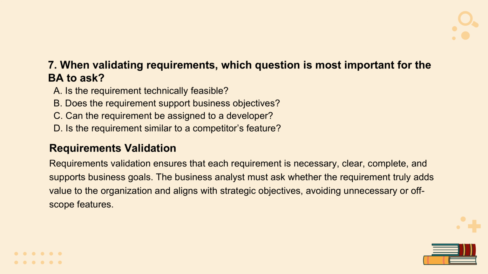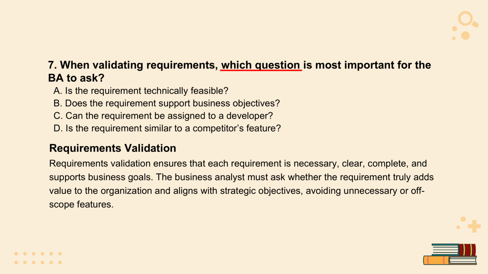Okay, question 7. This focuses on making sure we're building the right things. When validating requirements, which question is most important for the BA to ask? The answer pointed out is B. Does the requirement support business objectives? Why is this the ultimate check? Well, fundamentally, any project, any initiative a business undertakes, it should be contributing to the bigger picture, right? To its overall goals and strategy.